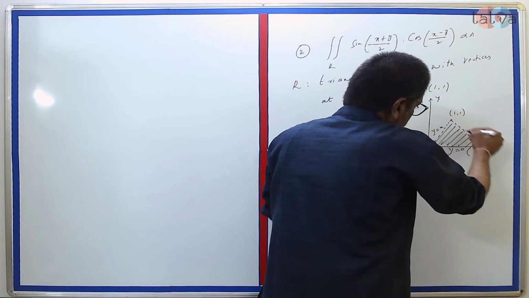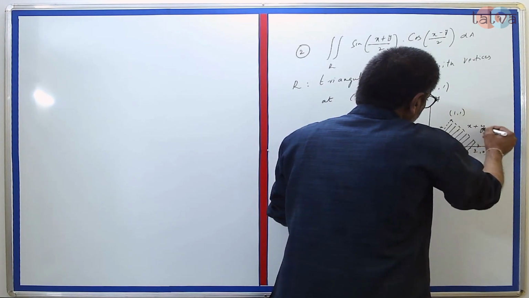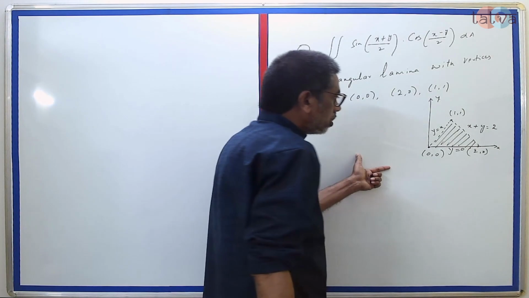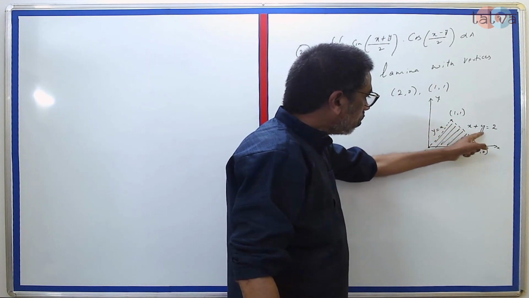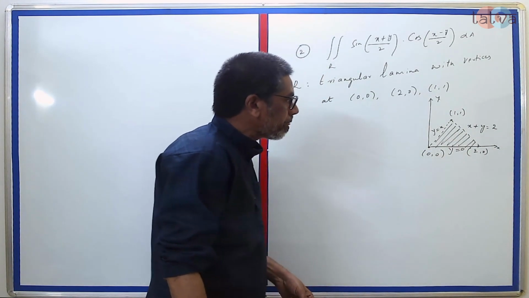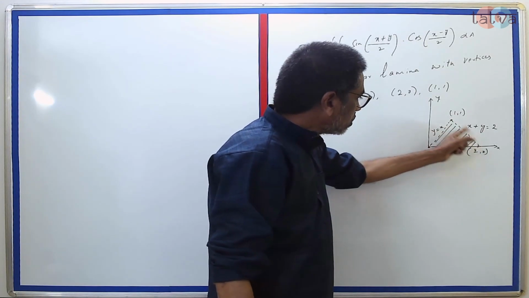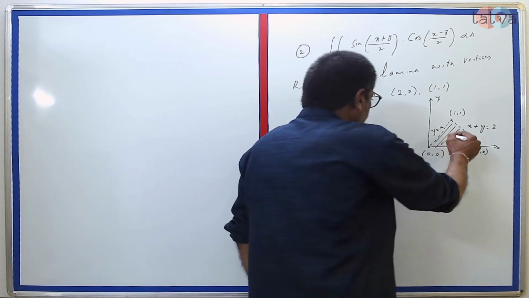The equation of this line can be determined as x plus y is equal to 2, because (1, 1) satisfies this equation, (2, 0) also satisfies the equation. Even otherwise, using school math, you can find out the equation of the line joining 2 points. So this is the region of integration.